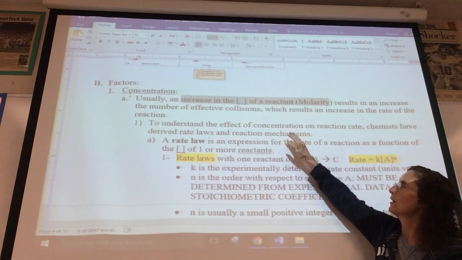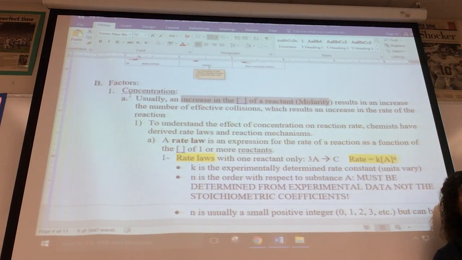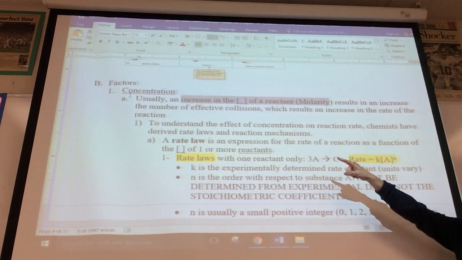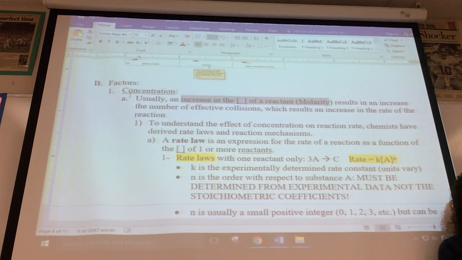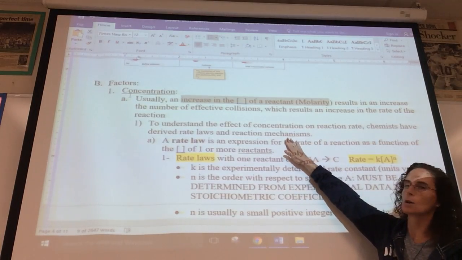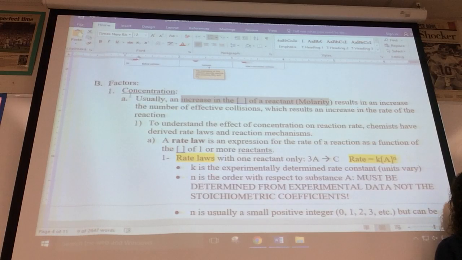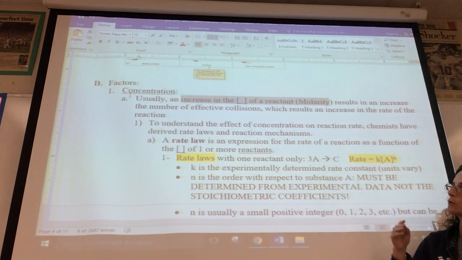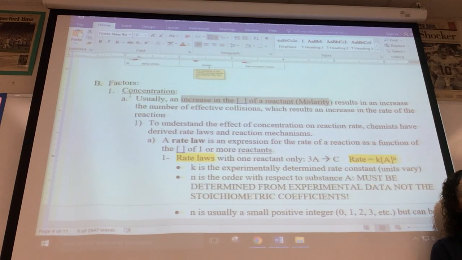To better understand how concentration affects reaction rate, chemists have derived rate laws, different from the rate equations we wrote earlier. So be careful, we'll point out those similarities and differences, and reaction mechanisms. Reaction mechanisms are a little more complicated. We're not going to go into them in honors. You'll see that more at the college level. But we are going to learn how to write rate laws and how to interpret them. It is extremely mathy, and you should be very good at it because you're very strong in math, especially the math you're going to see here.